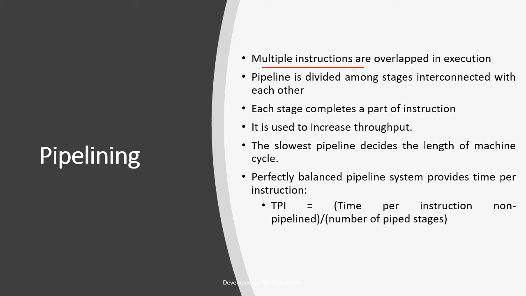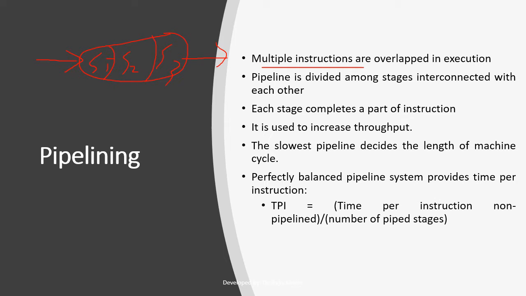For this, a pipeline has to be designed in a way that it has one input and one output, and in between is the pipeline. It can be divided into different stages. Let the stages be S1, S2, S3. I am taking three stages here. We can have more than these stages also.